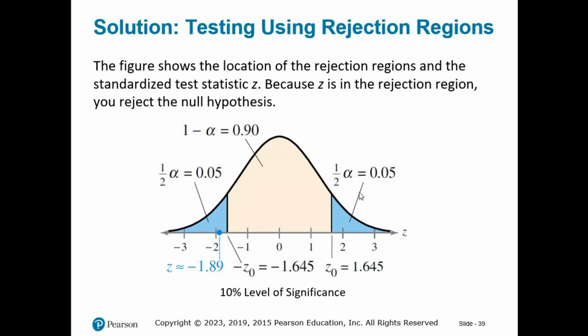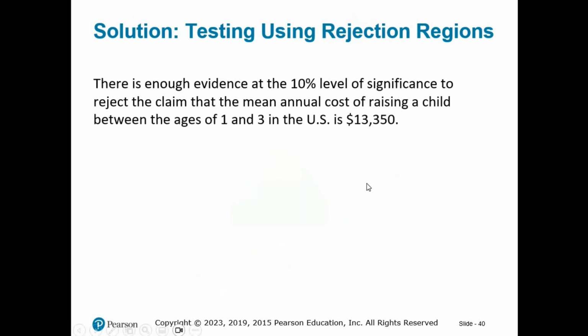So let's relate that back to the claim. It was that the mean annual cost is $13,350. So we have sufficient evidence at the 10% significance level to reject the claim that the mean annual cost of raising a child between ages 1 and 3 in the U.S. is $13,350.